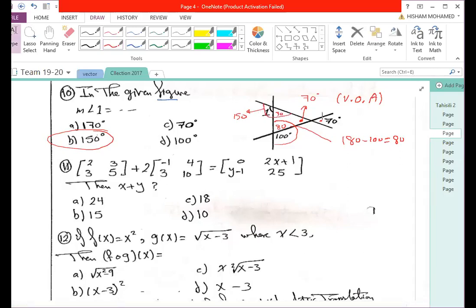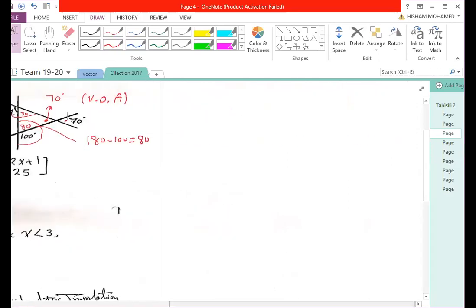So let me clarify this exterior angle for you. If you have a triangle, the exterior angle of any triangle is equal to the sum of the two interior angles non-adjacent to it. The exterior angle is equal to the sum of the two interior angles non-adjacent to it.